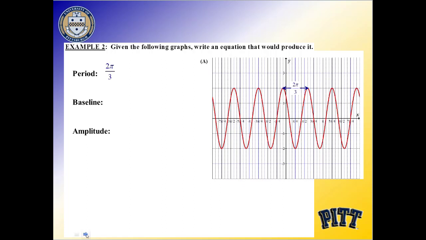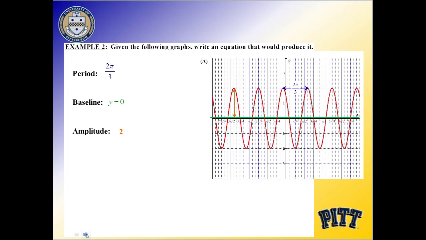The baseline: I look to see where the highest and lowest points are. I take the highest y value and the lowest y value, and I average them. That'll give me the baseline. Here, the baseline is 0, so y equals 0 is the baseline. As far as the amplitude goes, I measure how far I move up or down from the baseline. So the amplitude here is 2 units.